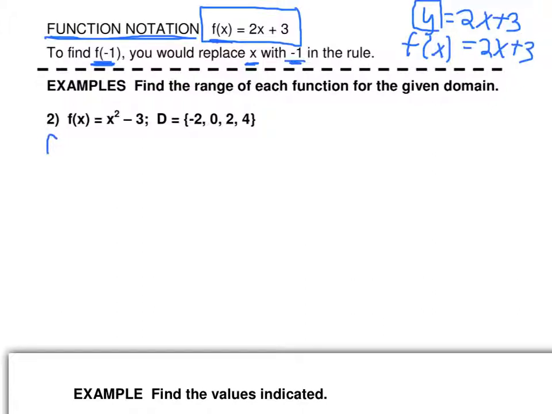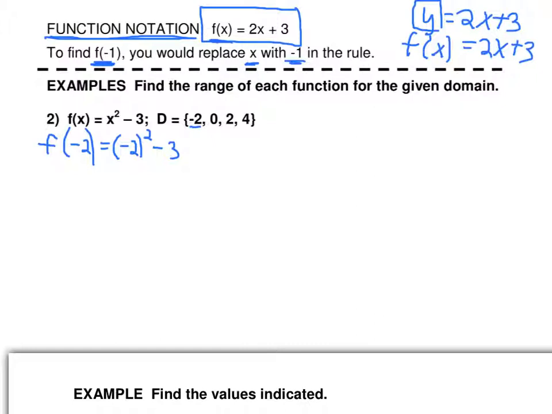So you need to show your work. So f of x, I replace the x with the negative 2. So f of negative 2, so the function when x is negative 2, and then I replace the negative 2 into the rule, and then I get a range or my output.